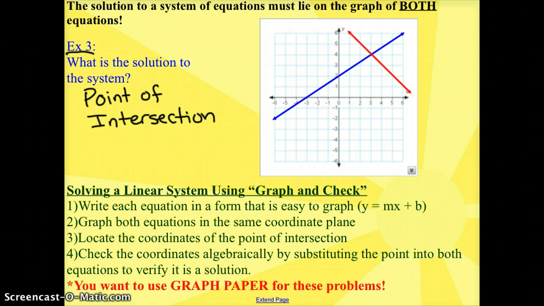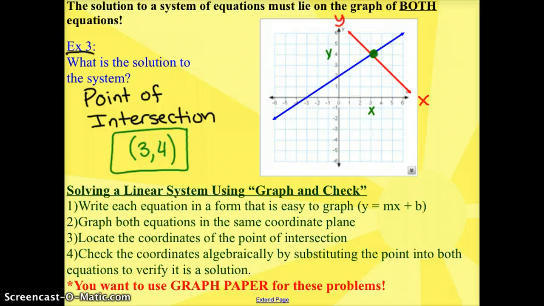So looking at this graph, I have two equations on the x and y axes. The point of intersection is right here. That point is at the x value of 3 and the y value of 4. So the solution to my system is 3, 4. This is the point, x, y, that would satisfy both equations.